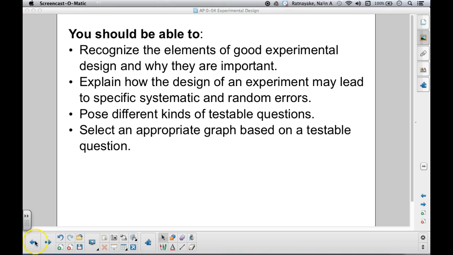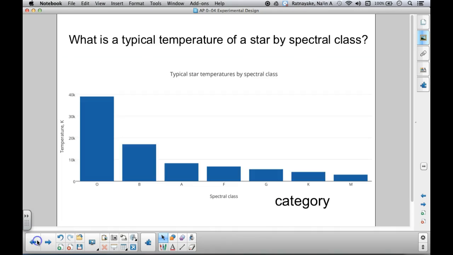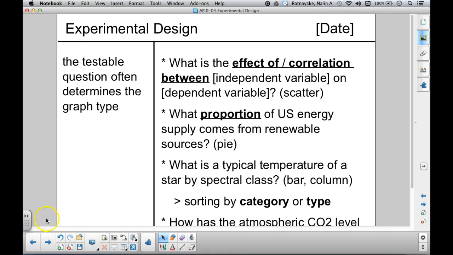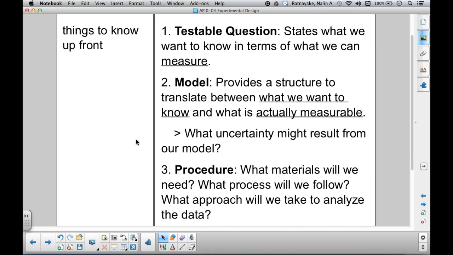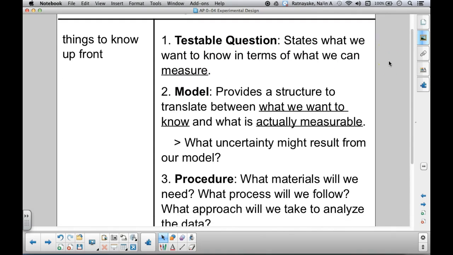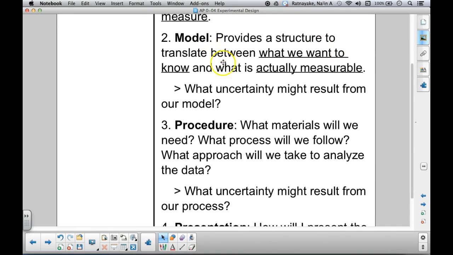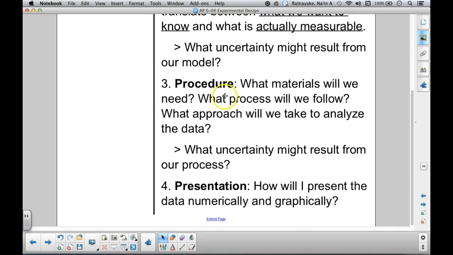At this point, I suggest that you practice. Go back to our experimental design process and practice. Form a testable question. Ask yourself, is this something I can actually measure? Is it a testable question like the other example testable questions that have been provided in this video? Think about what model lets you actually measure something and translate it into what you want to know.